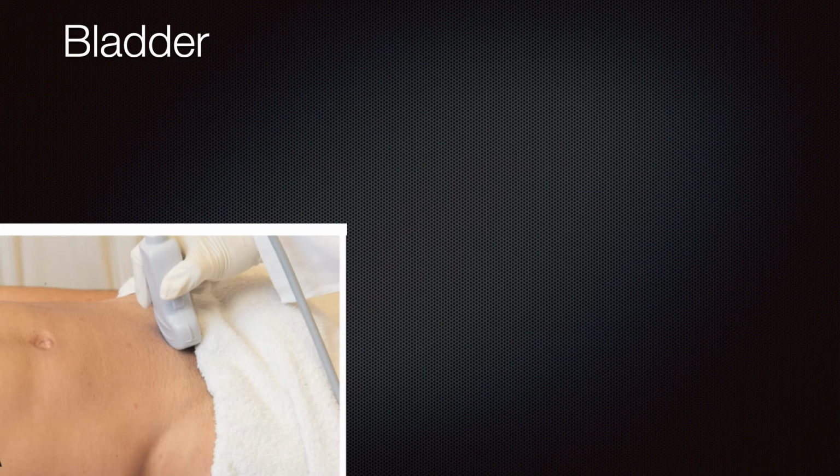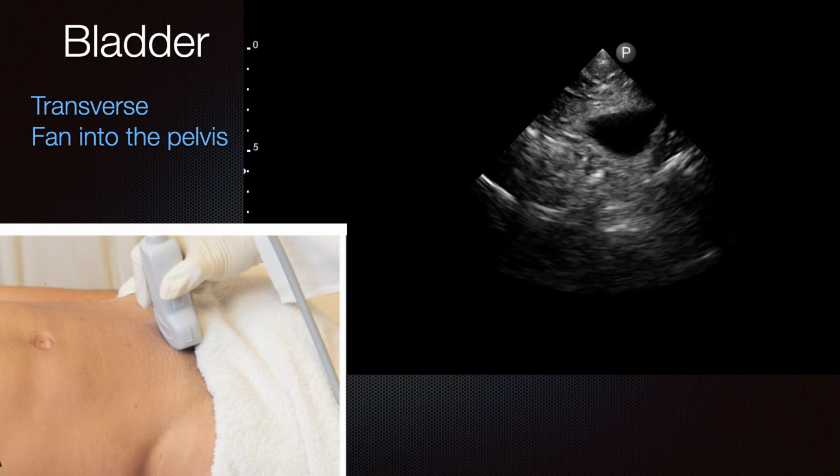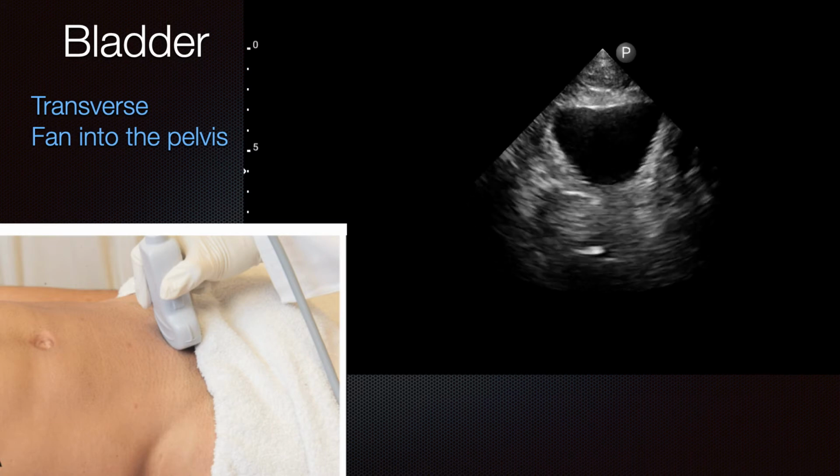Okay, on to the bladder. So first, you generally get the bladder in the transverse view. Probe marker again to the patient's right, and then you need to fan into the pelvis. Oftentimes I see beginners are scanning up here. You have to actually fan the probe down to look into the pelvis to see the bladder. And here we're fanning through the bladder.